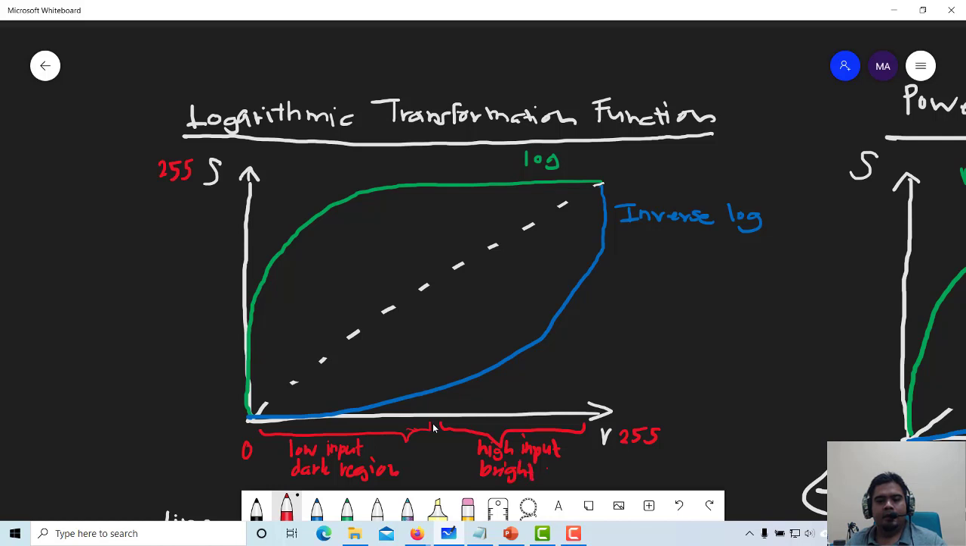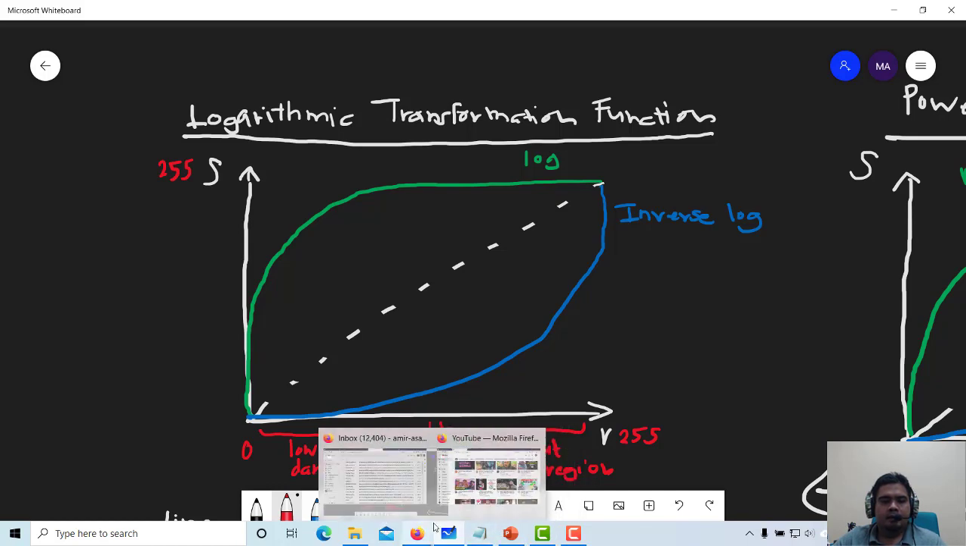Why do we call it a bright region? Because these values represent the bright color, towards 255, where 255 is white. So that's why we call it the bright region, and this one the dark region. So back to this statement. Go back to the slides there.